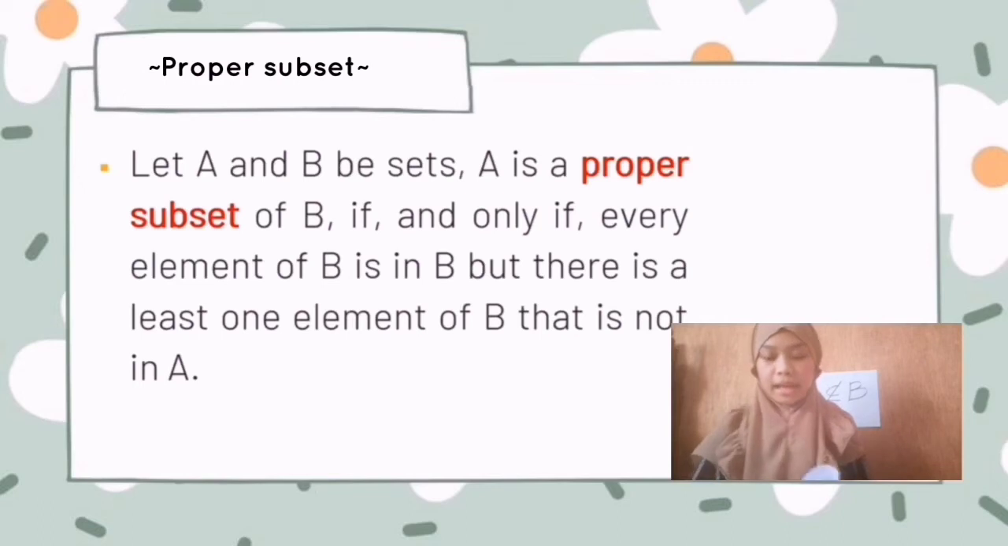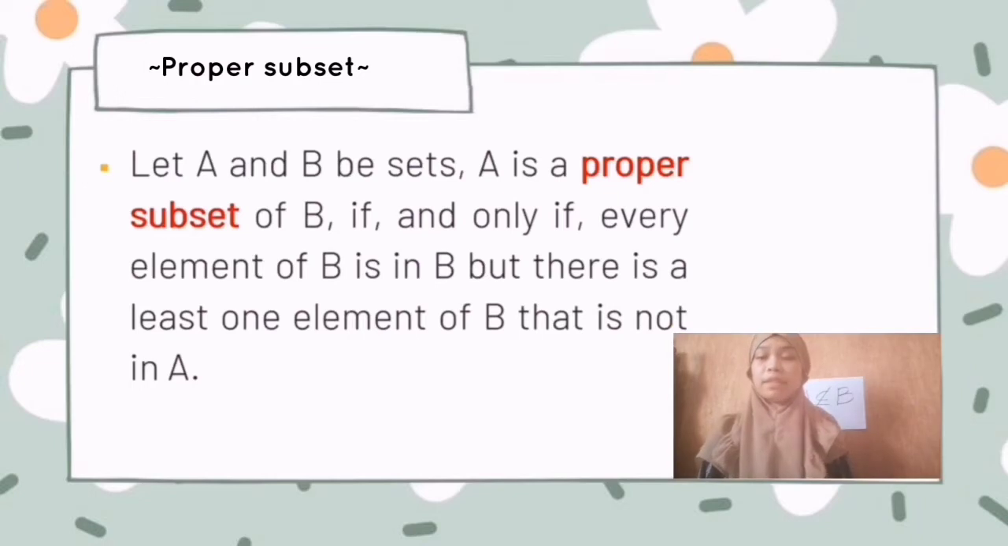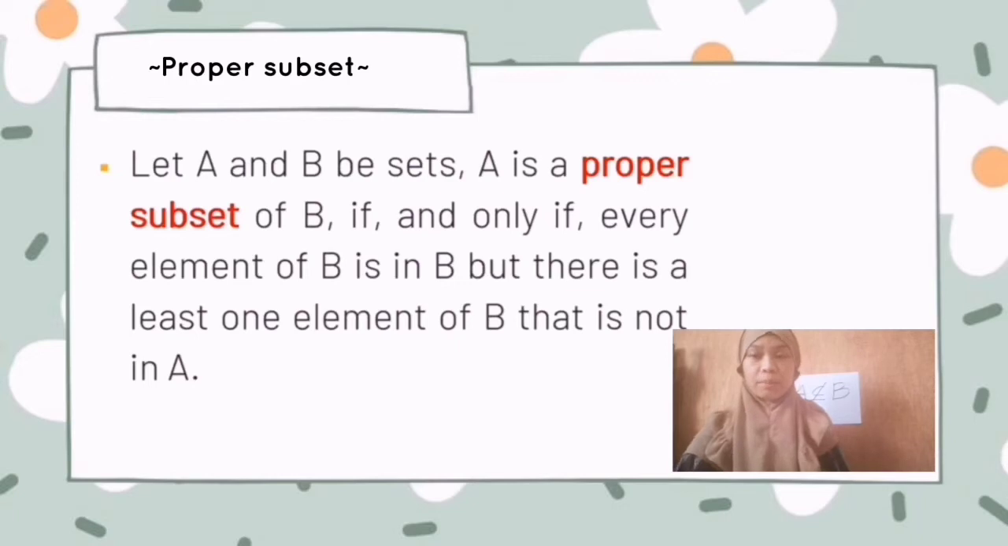Proper subset. Let A and B be sets. A is a proper subset of B if and only if every element of A is in B, but there's at least one element of B that is not in A. Ibig sabihin ng proper subset ay, halimbawa, mga elements ni A, makikita mo sa elements ni B. Pero may mga elements naman si B na pwede mo hindi makikita sa elements ni A. So, yun ang tinatawag na proper subset.